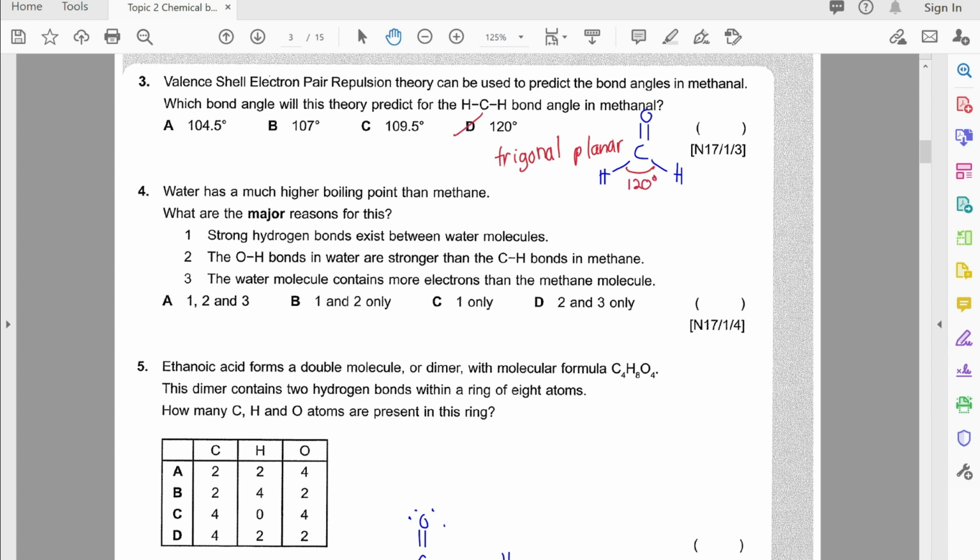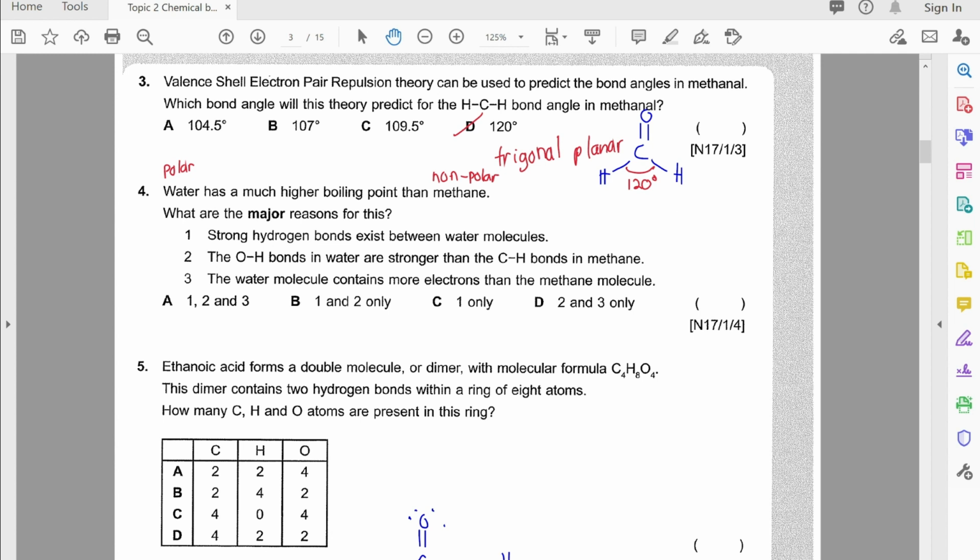Question 4. Water has a much higher boiling point than methane. The major reason is that water is a polar compound. All right, methane is non-polar. Polar compounds form stronger intermolecular forces compared to non-polar compounds of similar size.